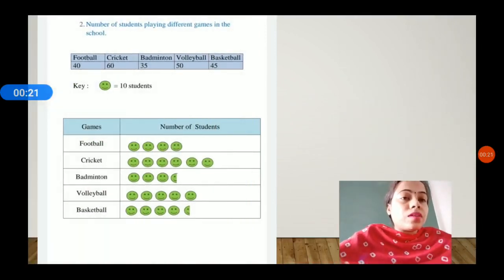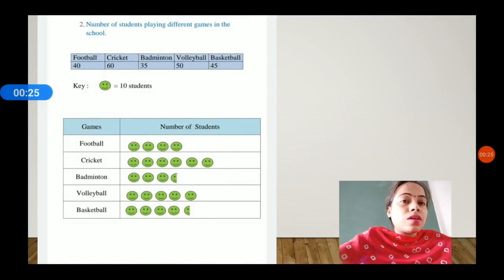Now you solve your book exercises and whatever question is given in your book, solve it, practice it, and if any problem is there, you can message on your WhatsApp group. It will be resolved by the teacher.